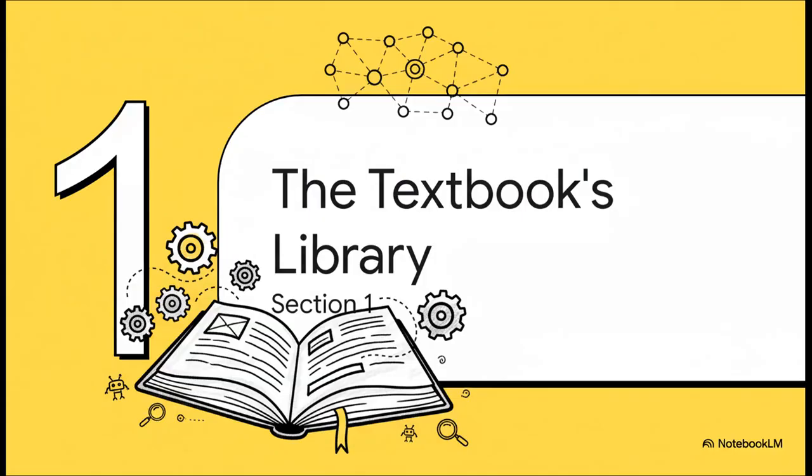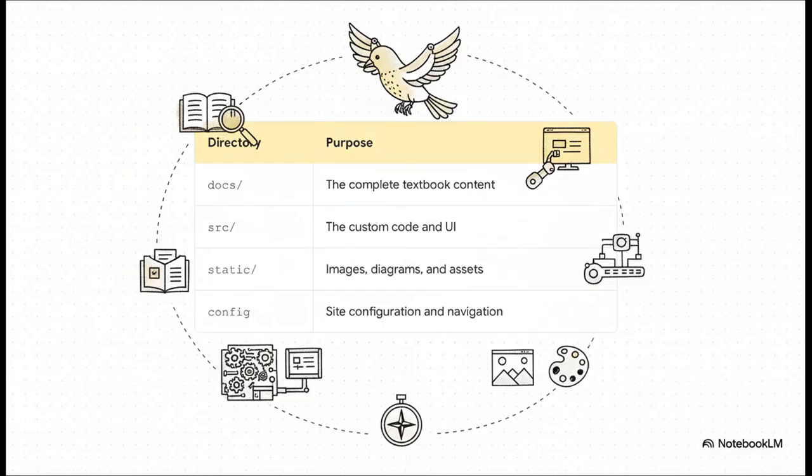Okay, so what's actually inside this thing? Let's take a peek inside the library and see what really makes this project tick. So this gives you a great bird's eye view of the whole setup. Think of it like a map. You've got the docs folder, which is where all the textbook content lives. Then SRC is the code that makes it all interactive and pretty. Static holds all the pictures and diagrams. And config, that's the glue that holds it all together.